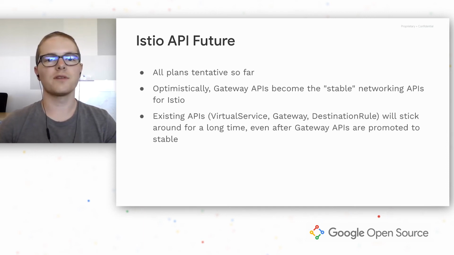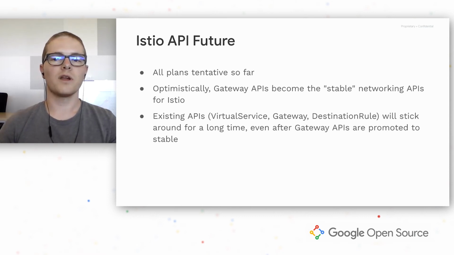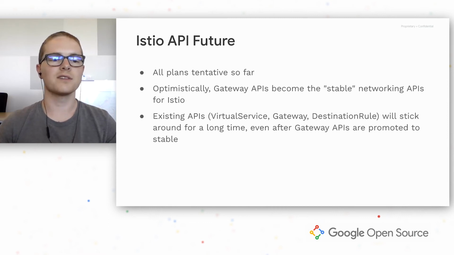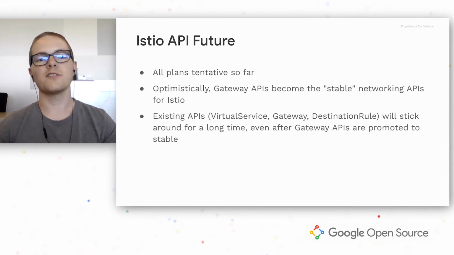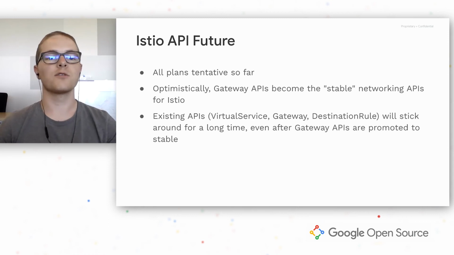Istio offers support today, so you can try out the earlier versions of the API and see how you like it, if there's any issues, etc. That being said, our optimistic long-term goal is that these APIs will become the stable networking APIs for Istio. I want to avoid the word replace because that makes it sound like the old ones are going away. We're not necessarily replacing, more augmenting, similar to how Kubernetes is adding these new APIs, but the Ingress API is not going to be removed.